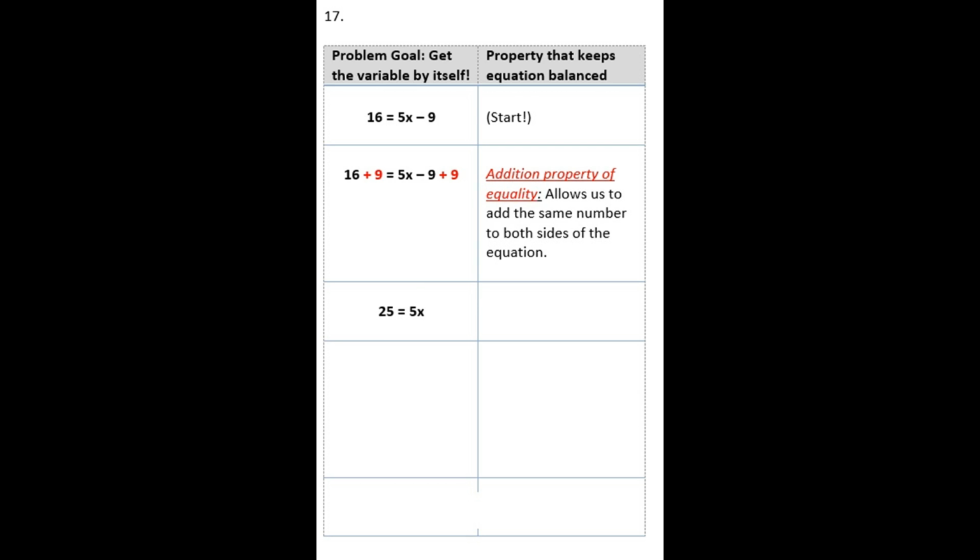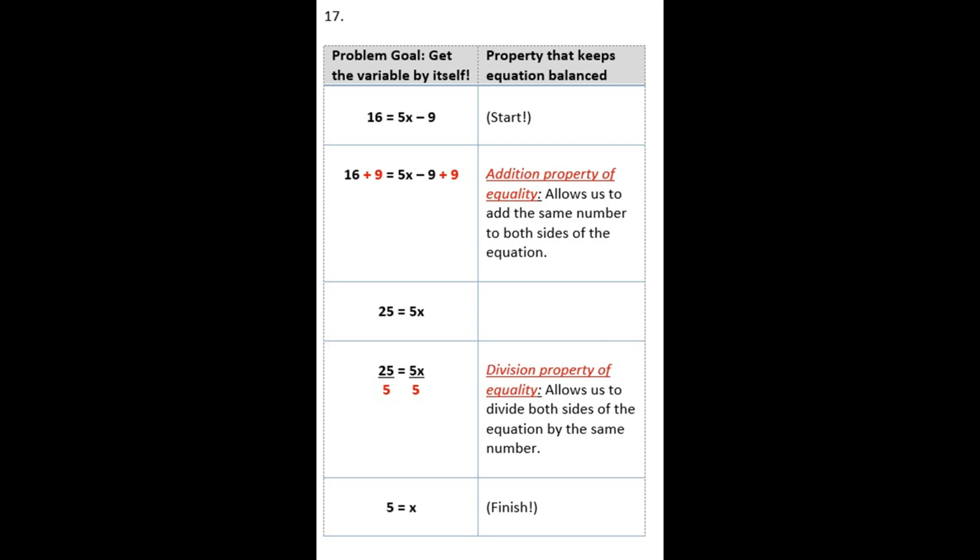All right, 16 plus 9 is 25. And the next step is to divide by 5. And again, that's the division property of equality. As long as we divide both sides by the same number, we continue to have a balanced equation while we solve for the variable. And of course, 25 divided by 5 is 5.